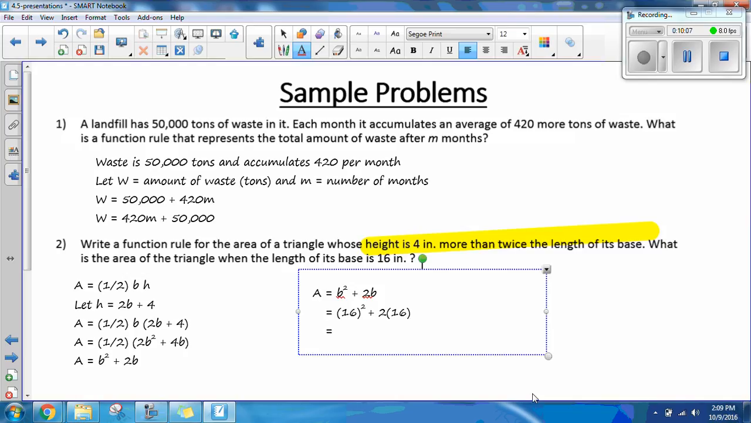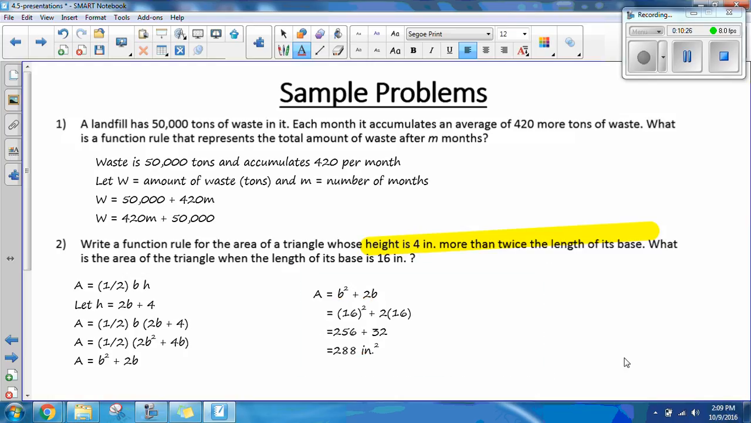16 squared is 256 plus 2 times 16 is 32. So I will get 288 inches squared. Please do not forget to label your answers.